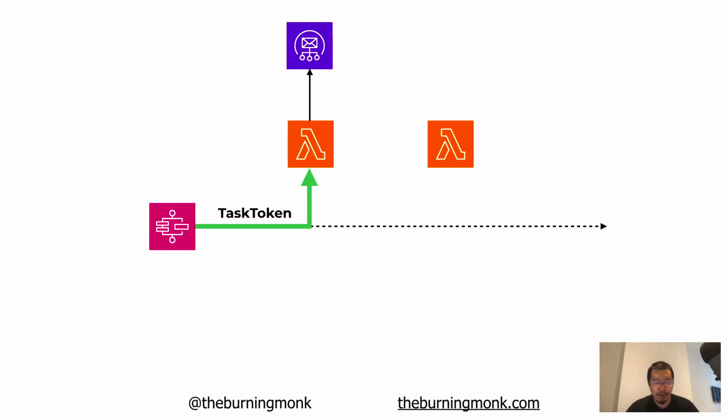The same approach works with other services as well. For example, you can use it to invoke a Lambda function and give it the task token. You can send an email out and include it in the URLs for the email you send through SES, for example, which then makes a callback via the HTTP endpoint that we talked about.